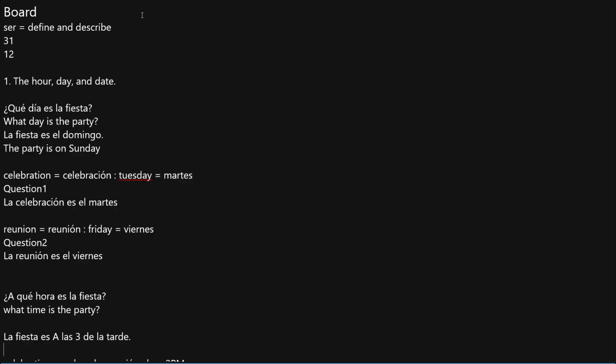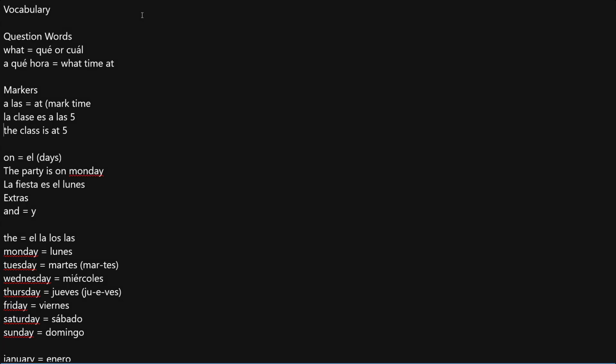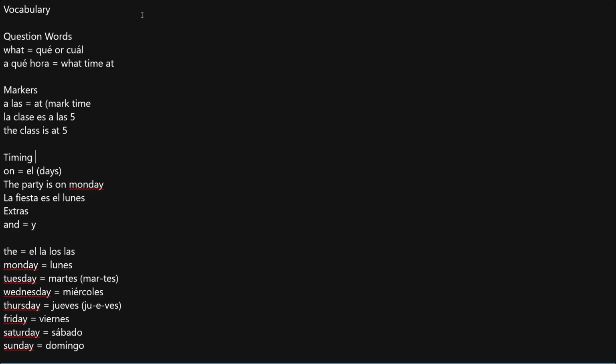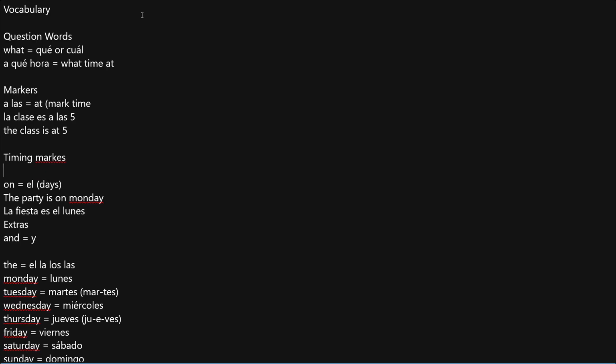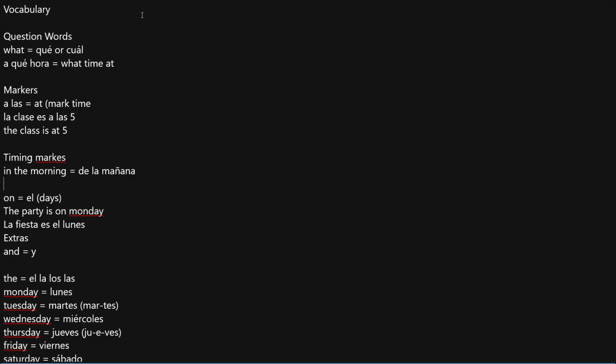And oh, this one as well. Okay, we need to go back to the vocabulary. We're going to call this maybe timing markers. I'm not sure how to call this. They call them prepositions, but that's a weird name. Let's say we have three of them that are very common. In the morning, de la mañana. De la mañana, for example, we would say at 6 in the morning. I'm going to give you an example here actually. That will be 6 de la mañana. 6 in the morning.